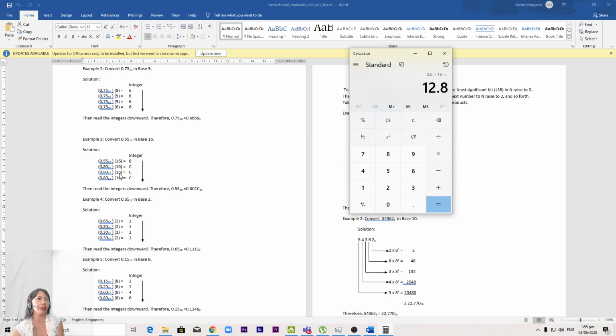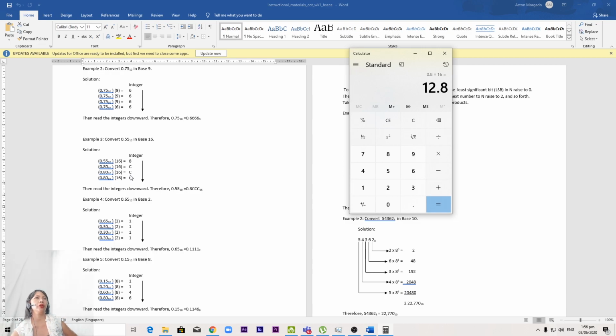So 0.8 times 16, of course you'll get the same answer, 12.8. So instead of writing 12 again, we write C, because again in hexadecimal, after 9, A is 10, B is 11, C is 12, D 13, E 14, F 15.